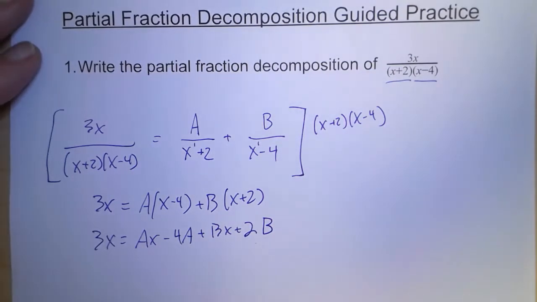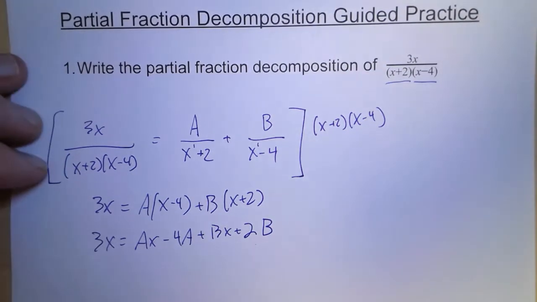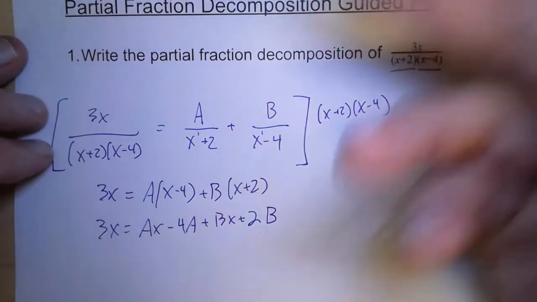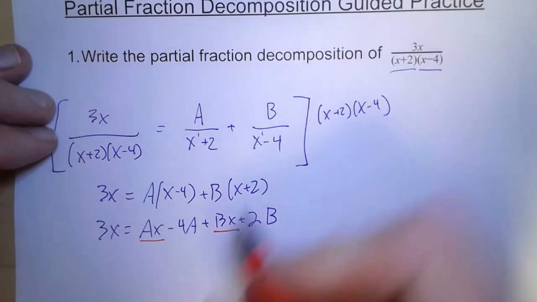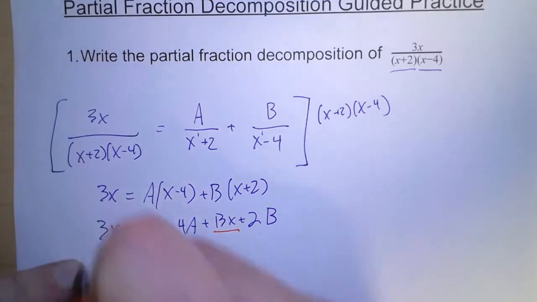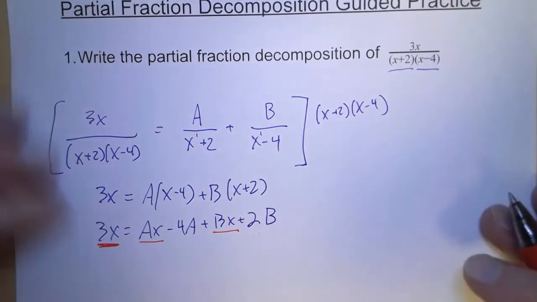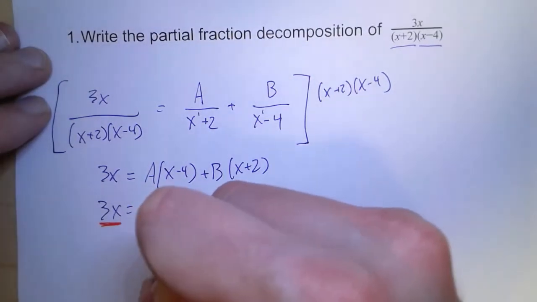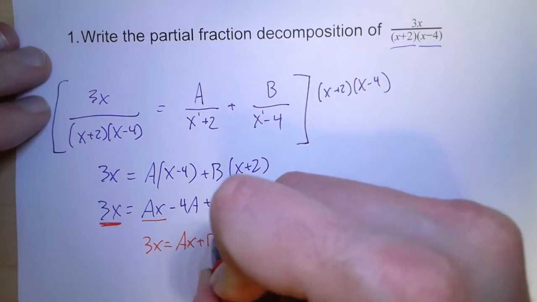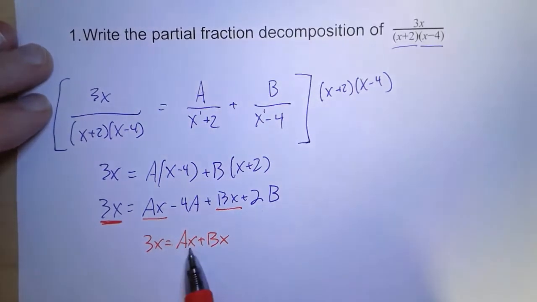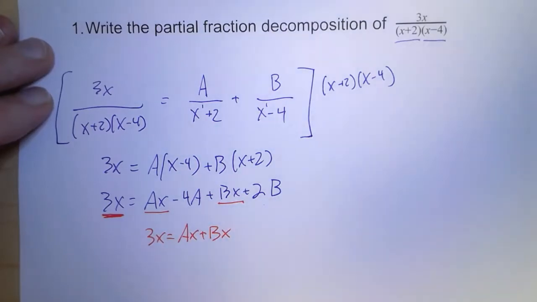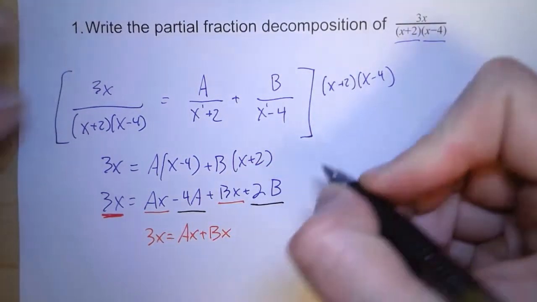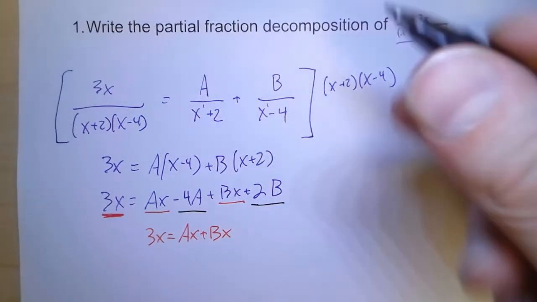All right. Now at this point, what we have to do is break this up into several different equations. Now, how do we do that? Well, notice that these two terms have an x, ax and bx. And so what does that equal? Well, that has to equal 3x. So down here, I'm going to write 3x equals ax plus bx. And so combining ax and bx together is going to give us that. We don't include the minus 4a and the plus 2b because they don't have an x attached to them.